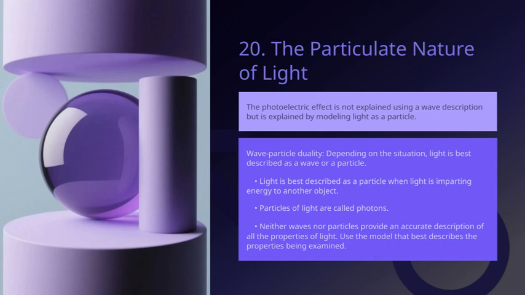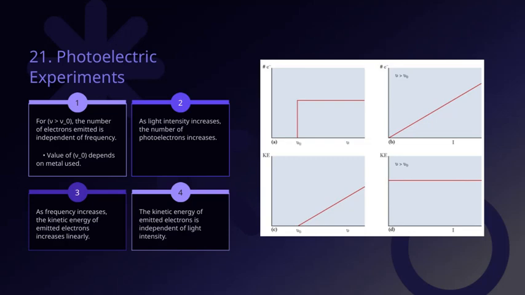This idea of wave-particle duality means that depending on the situation, light can be described as a wave or as a particle. So, understanding this duality helps us better grasp the complex nature of light and its behavior in different contexts. Let's take a closer look at some key points from our photoelectric experiments.